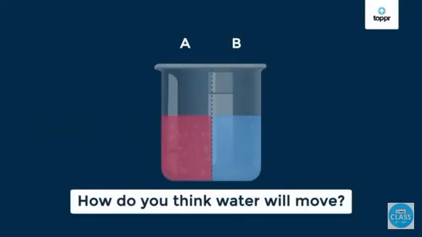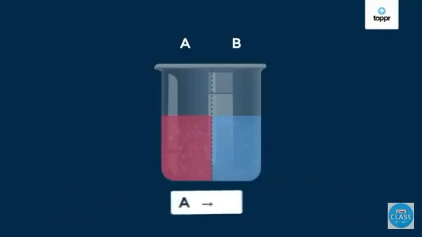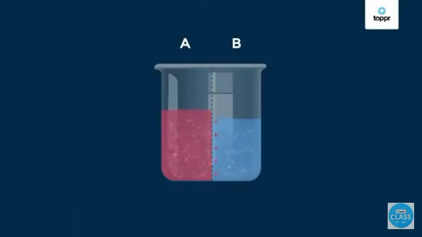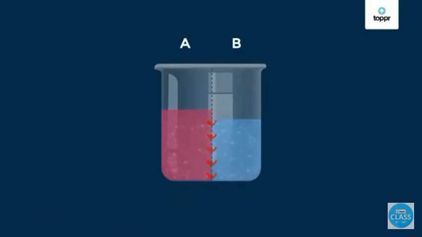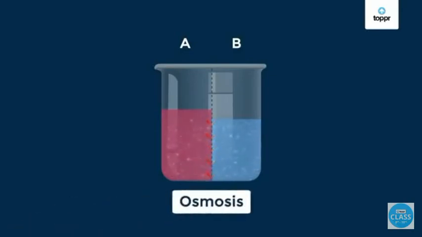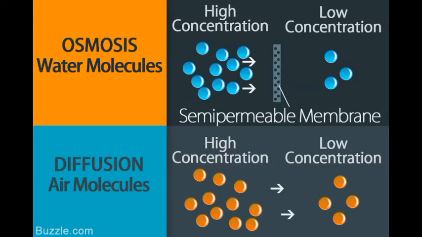Do you think the water will move? Will it be in the direction of A to B or B to A? Since the higher concentration of free water is in B, it would be from B to A. We use another term for this movement called osmosis. Can we define osmosis? It is the movement of water molecules from higher concentration to a lower concentration through a semi-permeable membrane.